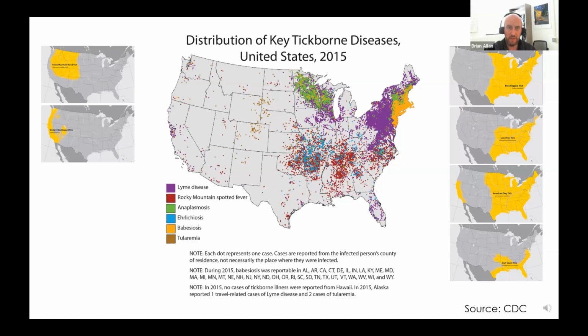So we have a number of different tick species, a number of different pathogens associated with them, and the distributions of many of these ticks and their associated pathogens are changing. And so we're seeing increasing geographic distribution of a number of these diseases, expanding into new areas.